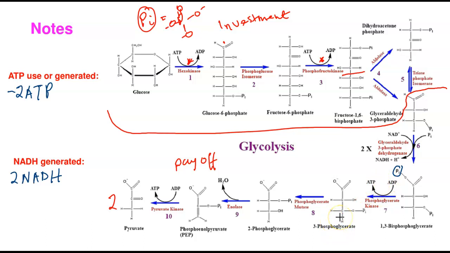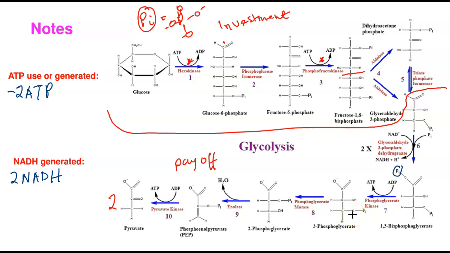3-phosphoglycerate, look at what happens again. 3-phosphoglycerate will now be converted to 2-phosphoglycerate. Look at what is happening. The phosphate group on carbon number 3 is now transferred to carbon number 2. The enzyme that does this is an isomerase. This isomerase is called phosphoglycerate mutase. Phosphoglycerate mutase transfers this phosphate group from carbon number 3 to carbon number 2.